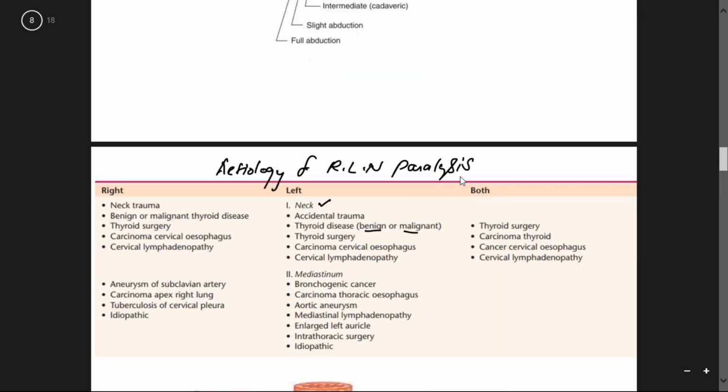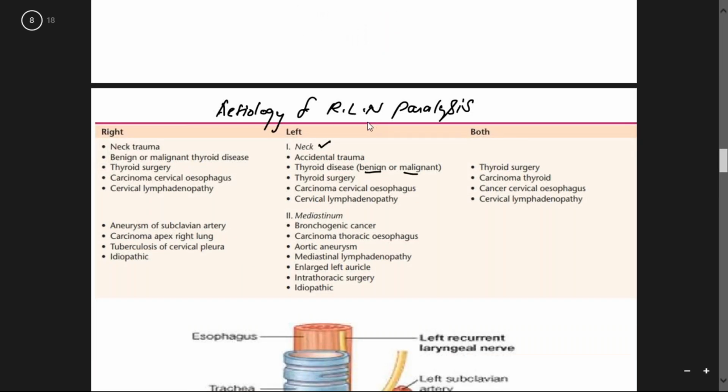Now coming to the etiology of recurrent laryngeal nerve paralysis, we'll see the left side, which is the more common side. In the neck, there can be accidental trauma, let us say penetrating injuries or road traffic accidents where the left side of the neck hits the steering wheel, or an attack by an intruder piercing the left side of the neck.